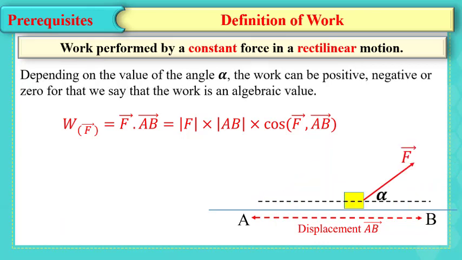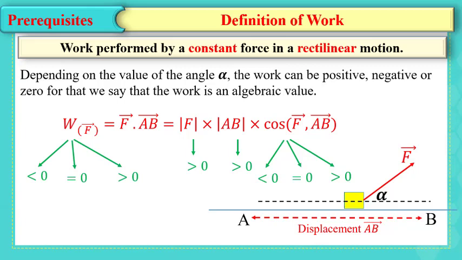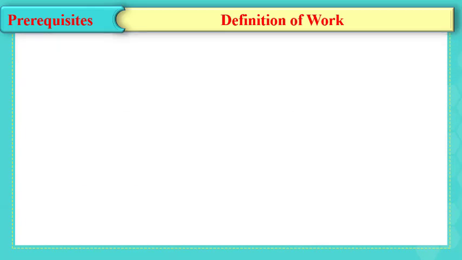And cosine changes its sign according to alpha. Since AB is positive as a magnitude and F is positive as a magnitude, when cosine is negative, the work will be negative. If cosine is 0, then work is 0, and if cosine is positive, the work is positive. How come we have different signs?